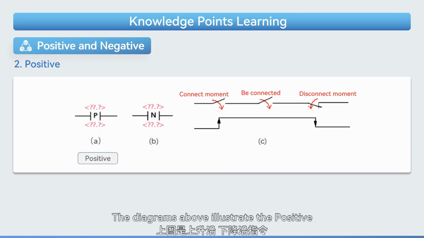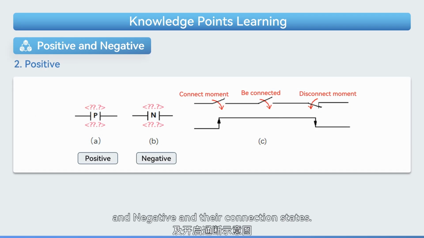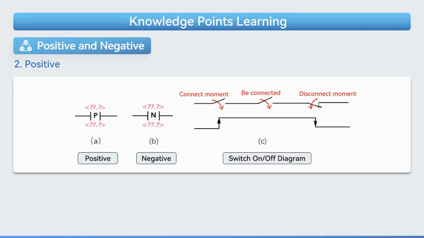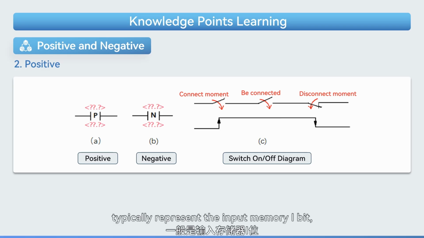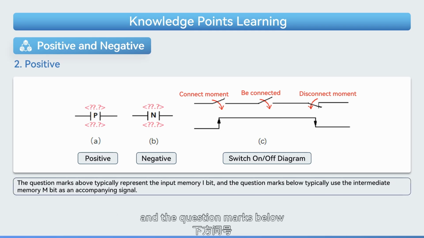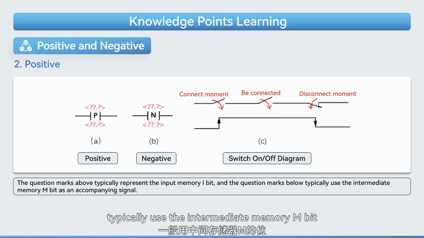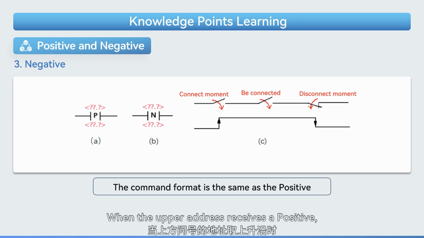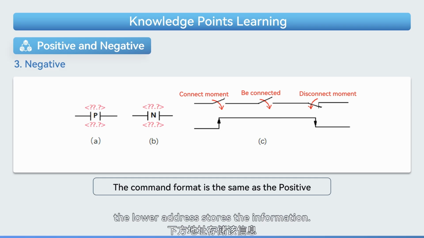The diagrams above illustrate the positive and negative and their connection states. Diagram A shows the positive, and diagram B shows the negative. The question marks above typically represent the input memory I bit, and the question marks below typically use the intermediate memory M bit as an accompanying signal. When the upper address receives a positive, the lower address stores the information.